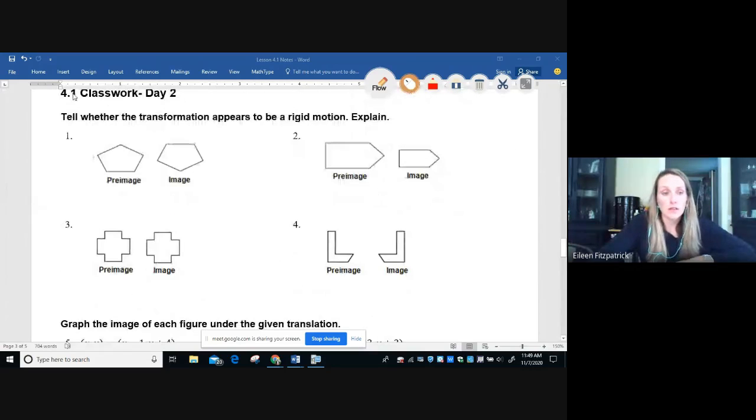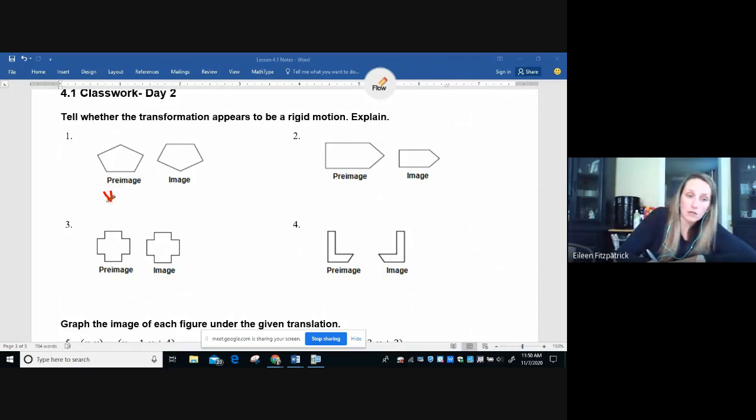The top 4, okay, it says tell whether the transformations appear to be a rigid motion, explain. So remember, rigid motions are transformations that produce an image that doesn't change the image's size or shape, okay? So basically all the angle measures are preserved, are unchanged, and all the side lengths are preserved, are unchanged. Okay, so does your pre-image and your image, even though it looks like it was rotated, we had to turn it, does it look like the image is still the same shape and same size? Yes, okay, and that's because a rotation is a rigid motion.